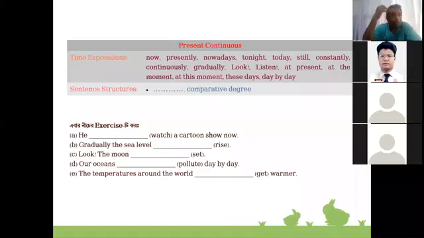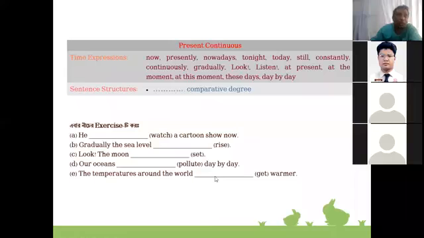The temperatures around the world is getting warmer. Look at the comparative form, warmer. We need to use the present continuous tense. When we have a long subject, first find out the preposition. Here, around is the preposition. The preceding word of the preposition, temperatures. এই প্রেপোজিশনের আগে যে শব্দটা থাকবে এটাই হচ্ছে আমার মেইন সাবজেক্ট, যেটা অনুসারে আমাদের ভার্বটা বসবে.